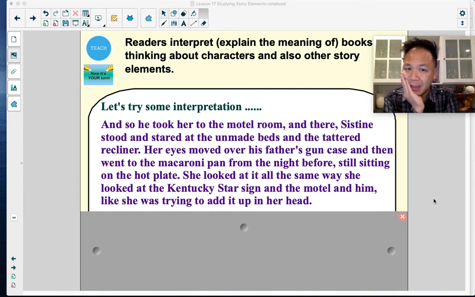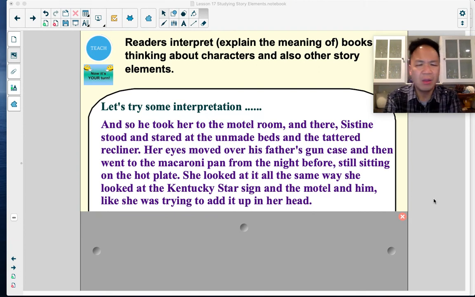So I can see that there are things like unmade beds and a tattered recliner. So I'm just trying to look at all the different story elements. I see that Kate DiCamillo has described some setting: unmade beds, tattered recliner, the gun case, the macaroni pan that's still on the hot plate, and the Kentucky Star sign. So all these things Kate DiCamillo decided to include in this paragraph.